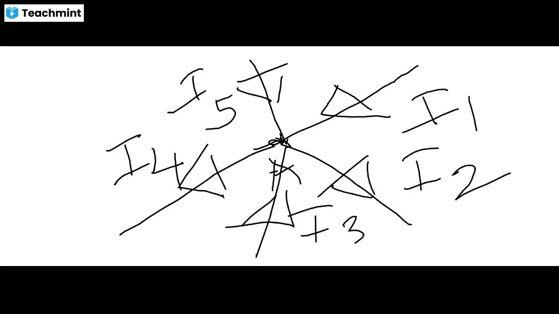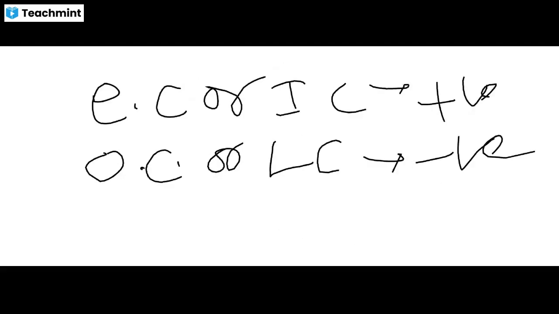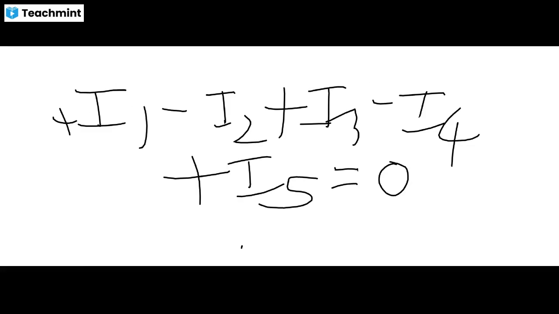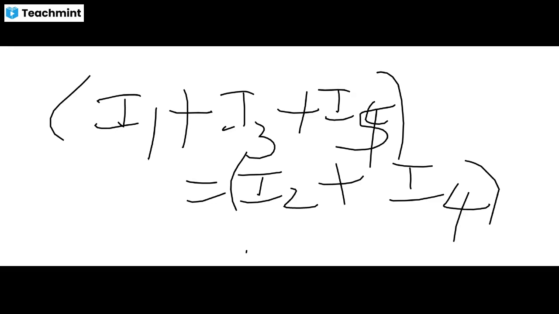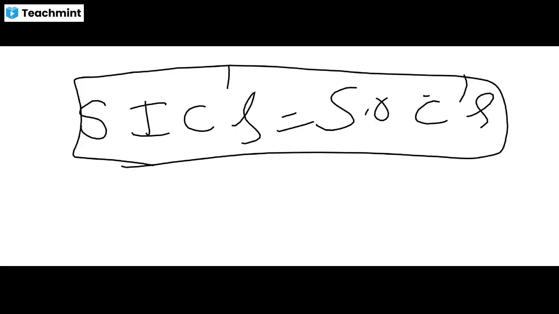Before applying it, we have to assume the notation. Entering or incoming current is taken as positive. Outgoing or leaving current is taken as negative. So at node A, starting with the first current: plus I1 minus I2 plus I3 minus I4 plus I5 equals 0. Now, if you separate the incoming currents on one side and the outgoing currents on the other side, we get: sum of incoming currents equals sum of outgoing currents.